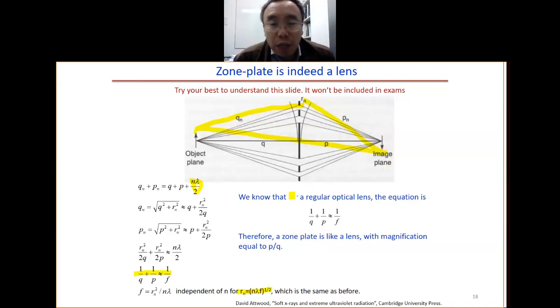So here we have the example for the case of X-ray. With the same idea, the zone plate will also work for visible light and for all light. For visible light, it is called a Fresnel lens.